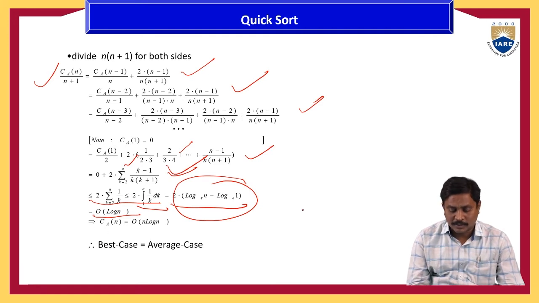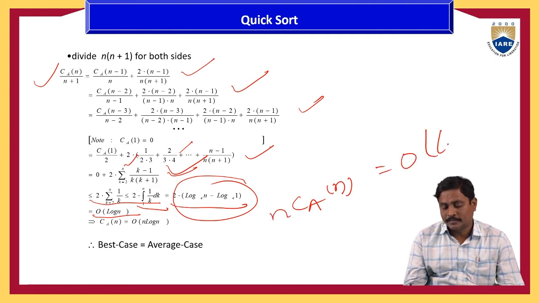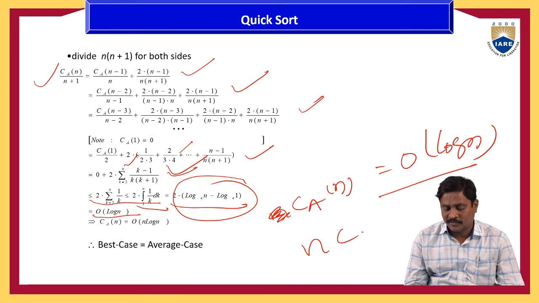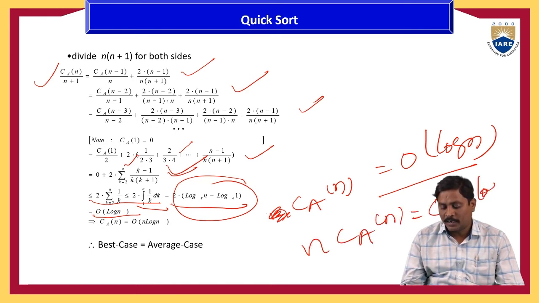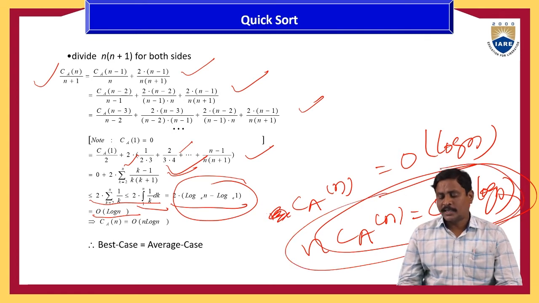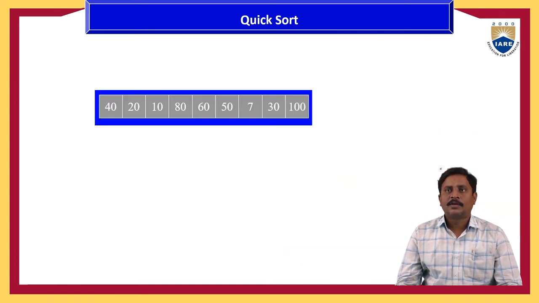Now Ca of n, here this value n into Ca of n equals big O of log n. Now here Ca of n value is big O of log n. N into Ca of n we need, that is the average time complexity, big O of n log n. So big O of n log n is the time complexity of quicksort.